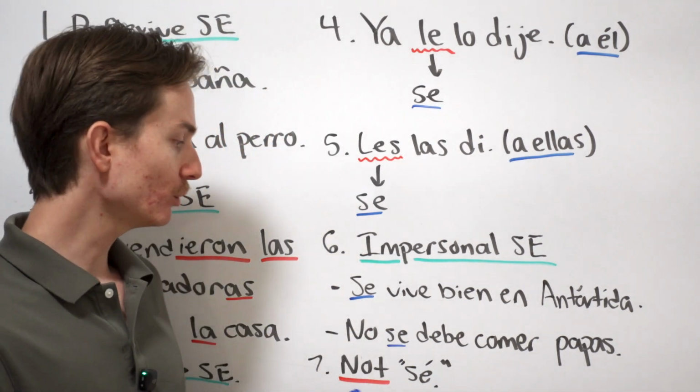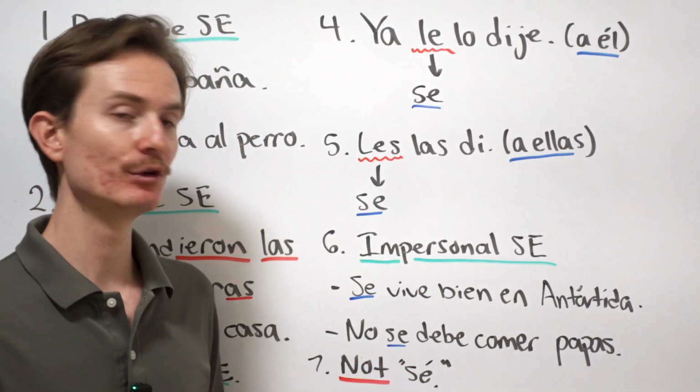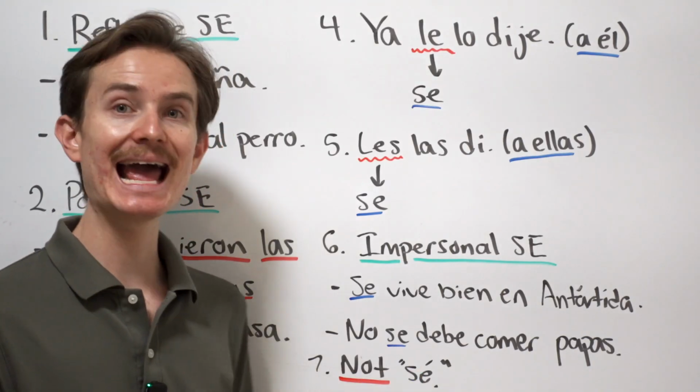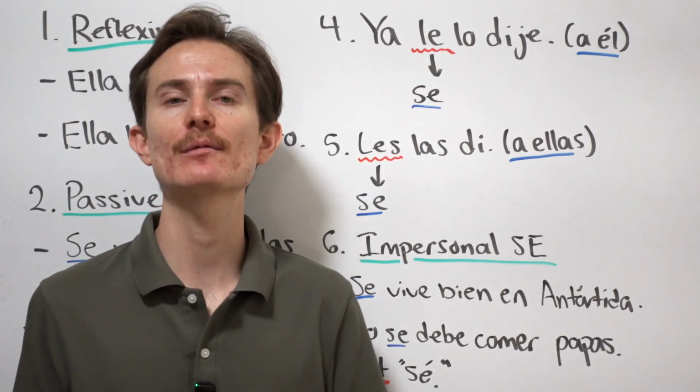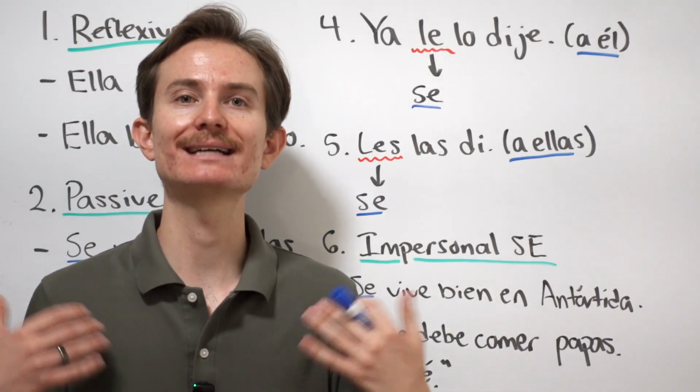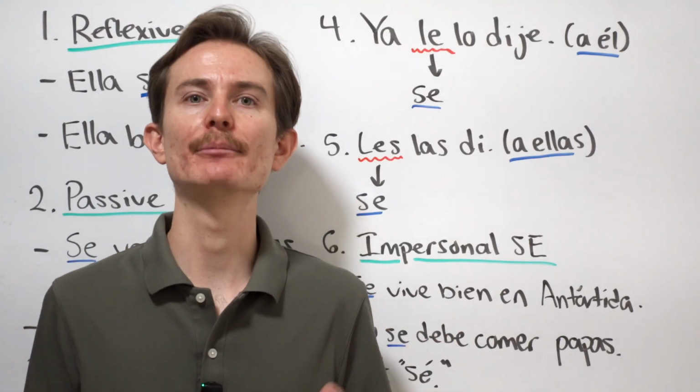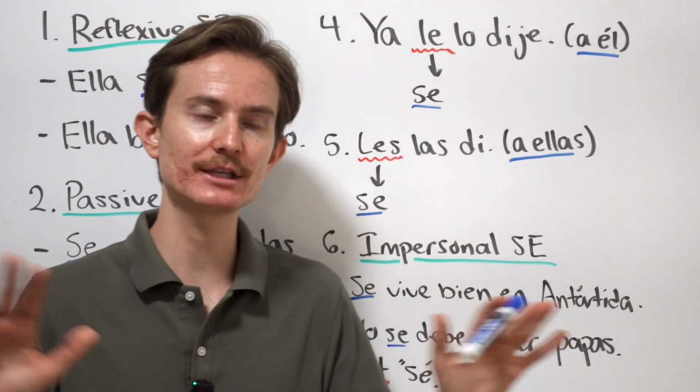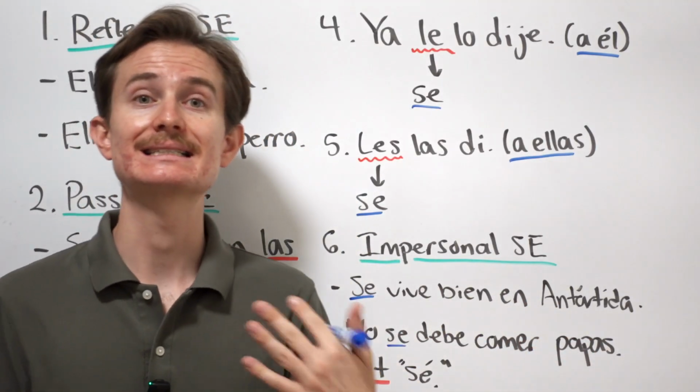And finally, don't get this se confused with sé. Sé with an accent on it is coming from the verb saber. So when I say something like no sé, that means I don't know. It has nothing to do with this pronoun se.